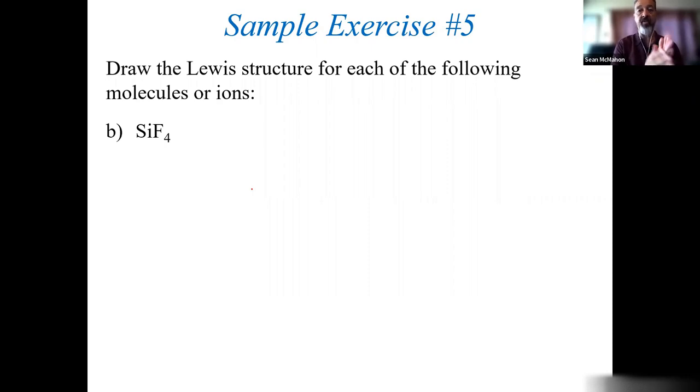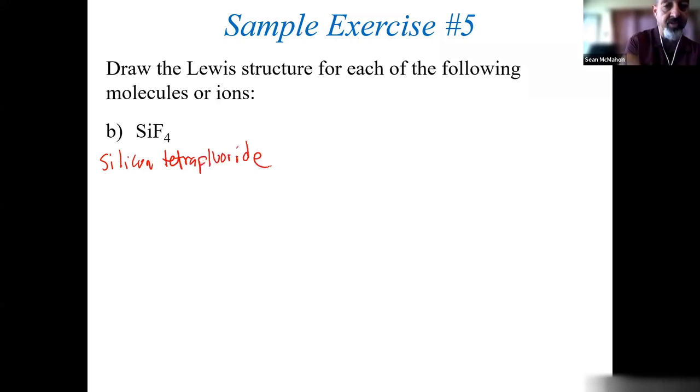So following the rules of binary covalent, how would I name this? This is silicon tetrafluoride. So the first thing I need to do is figure out how many valence electrons. Silicon has 4, plus there's 4 fluorines. Each of those has 7. So 4 times 7 is 28. 28 plus 4 is a total of 32 valence electrons. There's my total.